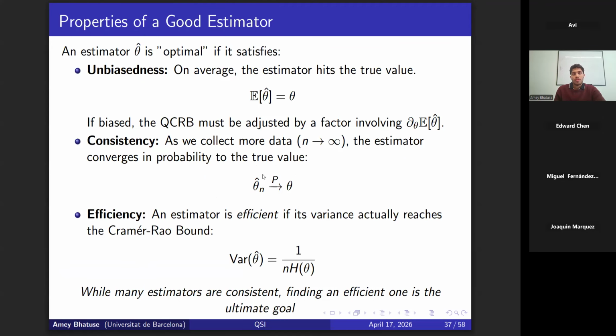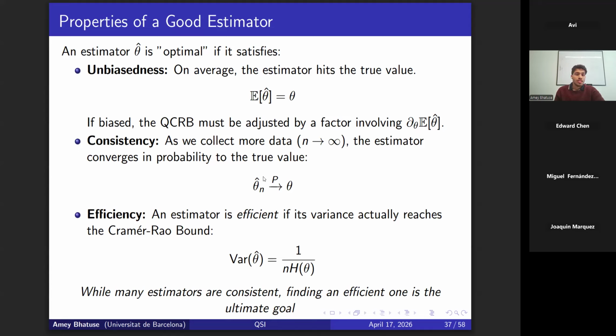So how do we know that the estimator that we constructed using this protocol is actually good enough? We have a certain set of conditions that this estimator should satisfy. The first one is unbiasedness. On average, we assume that the estimator hits the true value. The problem is if it's biased, then in cases like the quantum Cramer-Rao bound, the QCRB, it must be adjusted by a factor like this.